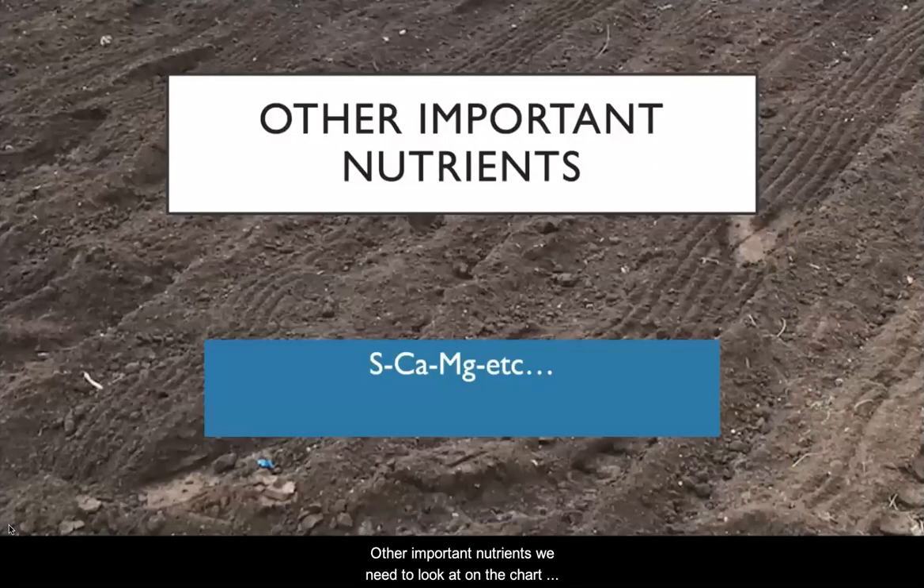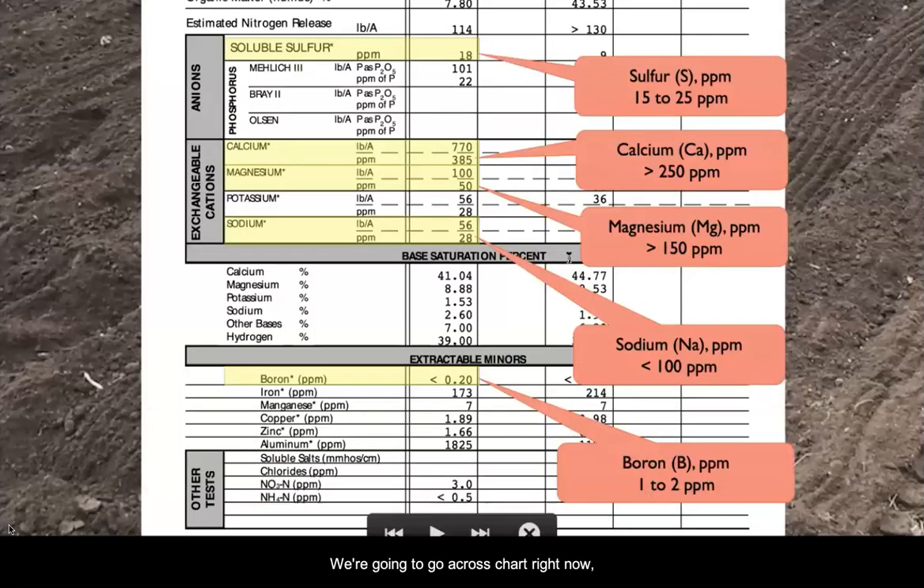Other important nutrients we need to look at on the chart are sulfur, calcium, and magnesium. We're going to go across these right now. So looking at sulfur, here it's rated as 18. Ideally, we'd want it between 15 to 25. So this number is actually okay for us.